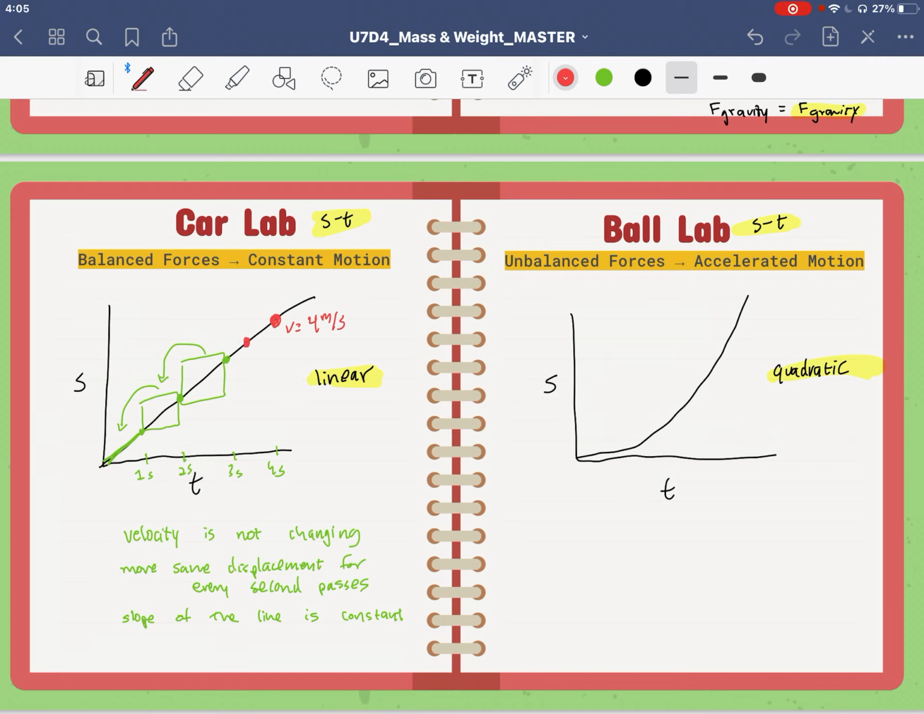Well, I have the same slope here and here and here and here. On a linear line, my slope does not change. All right, let's take a look at ball lab.